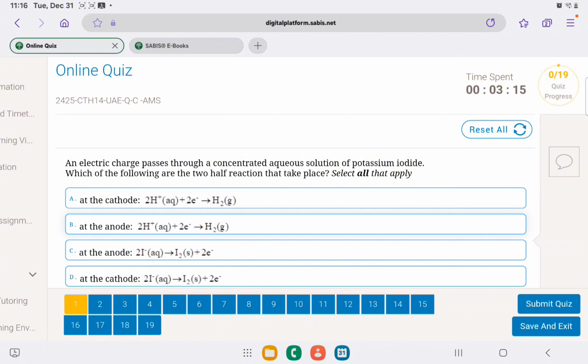Okay, so an electrolyte passes through a concentrated aqueous solution of potassium iodide. Since it's aqueous electrolysis, we're going to do the questions at the anode and the cathode. We have concentrated KI, potassium iodide, and they want the two half reactions that take place, at the anode and the cathode. So let's start with the anode.